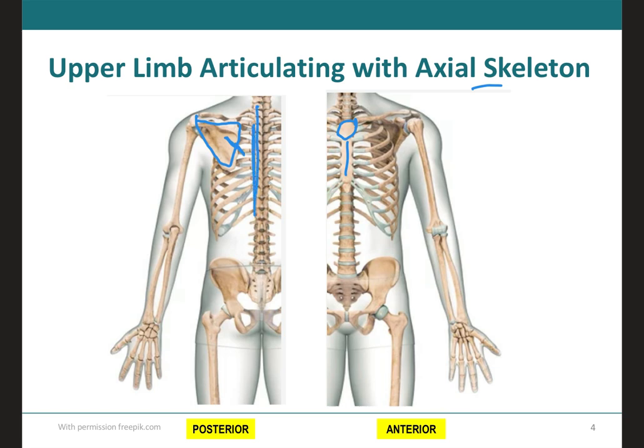However, the scapula will only articulate with the humerus at the shoulder joint. And notice how the clavicle does not articulate directly with the shoulder, as the acromial end of the clavicle will only articulate with the acromion of the scapula.